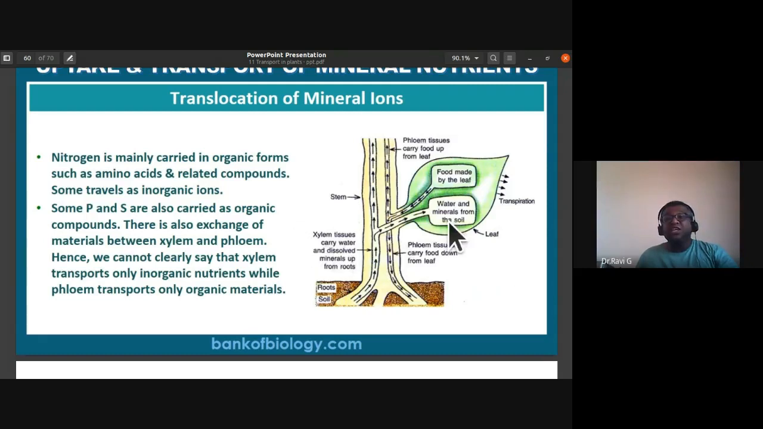There is also exchange of materials between xylem and phloem. So hence we cannot clearly say that xylem transports only inorganic nutrients while phloem transports only organic materials. Because there is an exchange of materials between xylem and phloem, you cannot say that xylem is carrying the inorganic nutrients and phloem is carrying the organic nutrients. That clear cut distinction we cannot make.